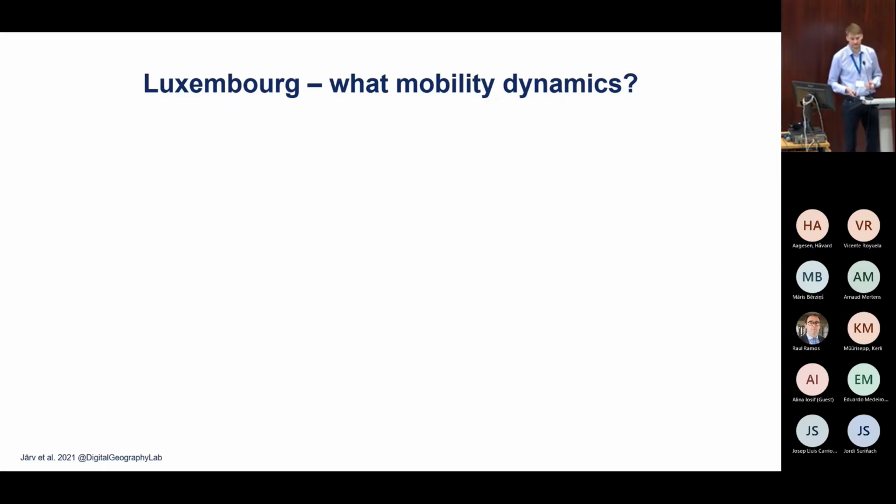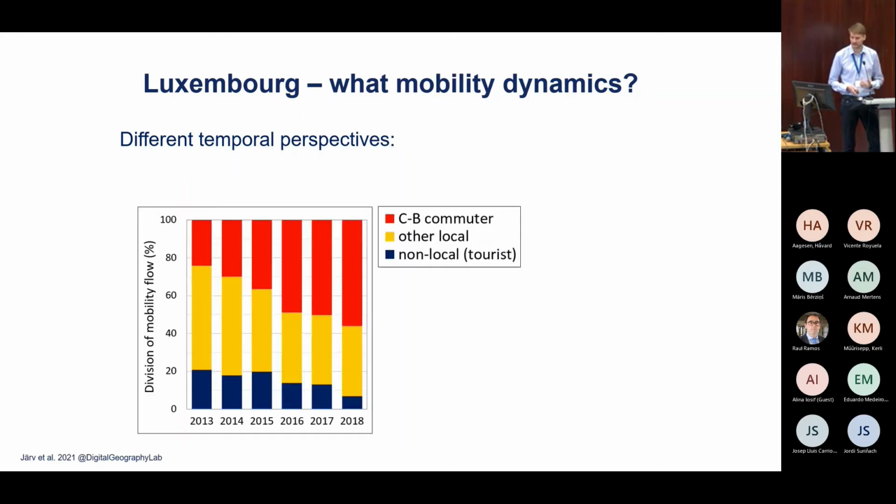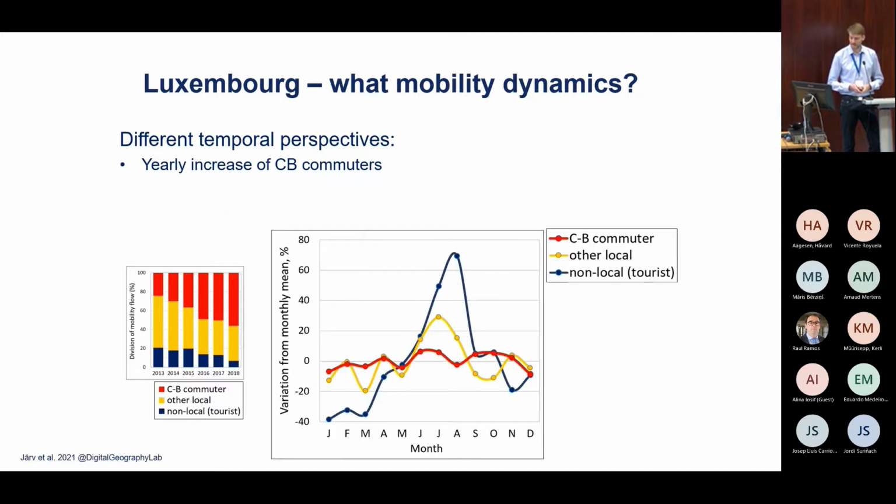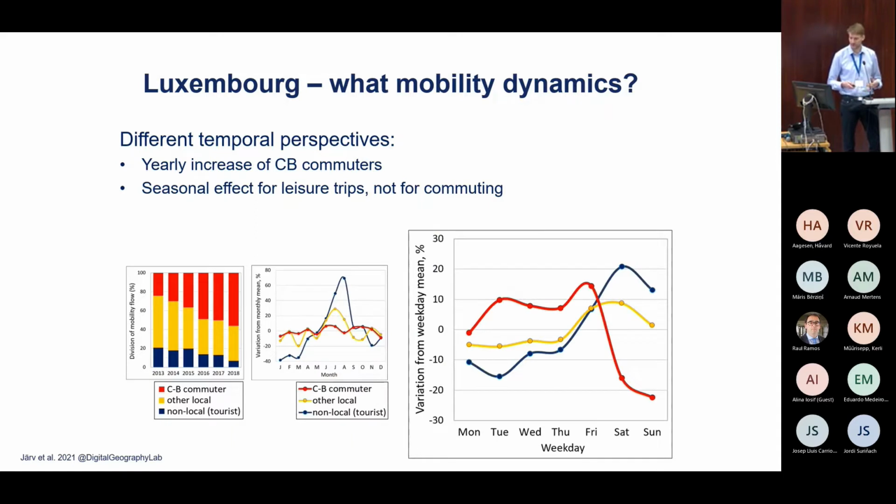So then about mobility dynamics, we are thinking about different temporal perspectives. We can clearly see from our data that the proportion of cross-border commuters is increasing regarding the mobility that's crossing borders. And further on, we can see monthly variations between different types of people who are crossing borders, and we can clearly see that the seasonal effect is more for leisure trips and not for commuting. So at least with the methodology that we are using here, we are also confident that we are capturing the correct people, the actual cross-border commuters. And thinking about weekly rhythms, we also see quite clear differences between the patterns.